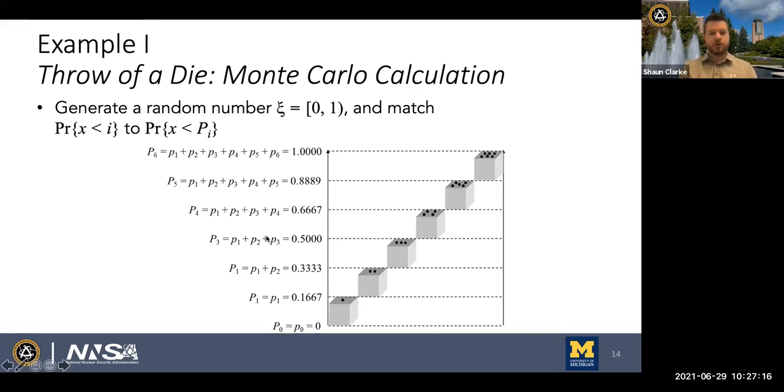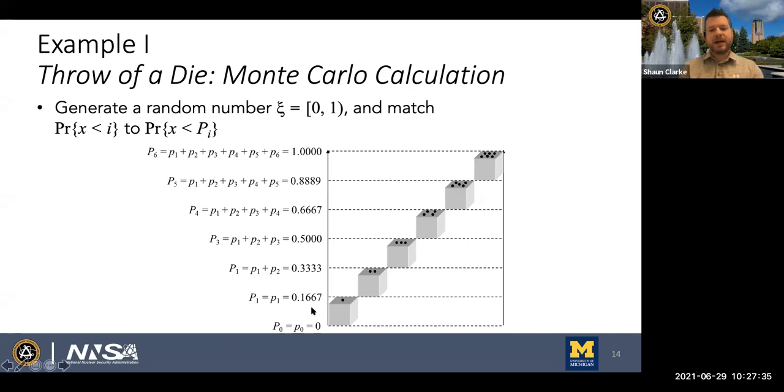P3 is P1 plus P2 plus P3, which is half, which is the probability of getting any outcome 3, 2, or 1, so on and so forth. So if we build the CDF in this way, then we can use our random sampling to actually sample the outcome of a single die roll.